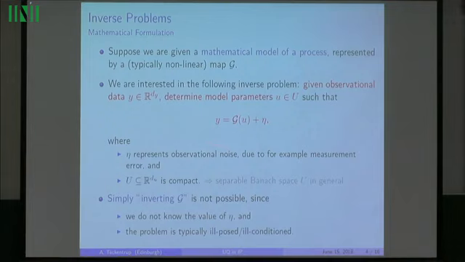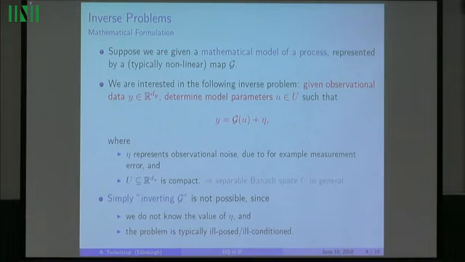So from this equation here, you know Y, you want to find U, so essentially you want to invert your mathematical model G, and that's also where the name inverse problems comes from. But most of the time, simply inverting G is not an option. So one problem is that we don't know the value of the observational noise. So even if we could invert G, because we don't know the value of the noise, we only know Y, we can't just apply G inverse.